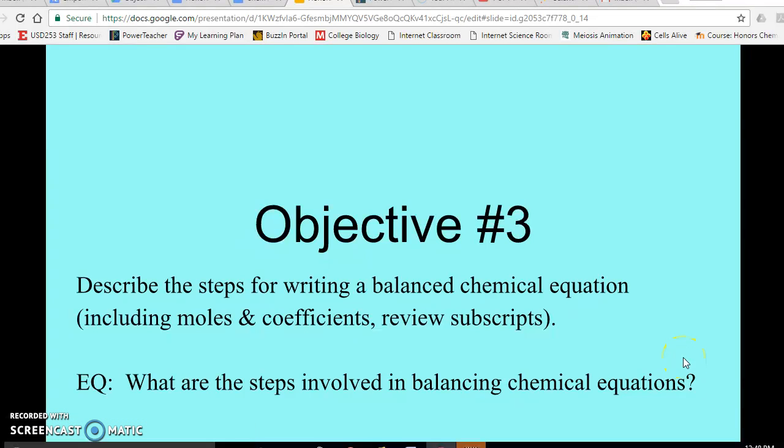If it is, you might need some extra practice at it, and we're going to do some more practice in class. But just a heads up, I'm going to kind of go through this quickly. So we're going to talk about moles and coefficients. We're going to review what subscripts are. It's just what are the steps involved in balancing chemical equations.